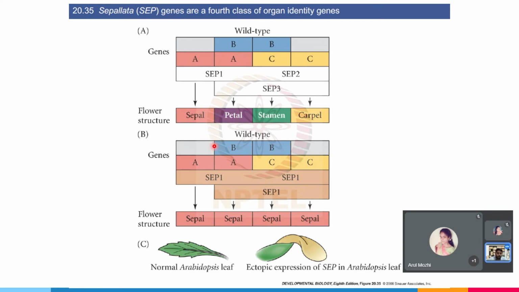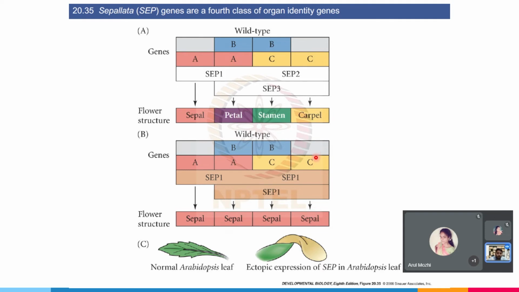So to demonstrate this, if we knocked out SEPALLATA 3 and SEPALLATA 2 and still kept the class ABC genes intact, so we have A, B, C, C. The class genes are completely the same as the wild type. But SEPALLATA 2 and 3 are not there. So we have SEPALLATA 1 throughout. We see the flower structure changes to all sepals.